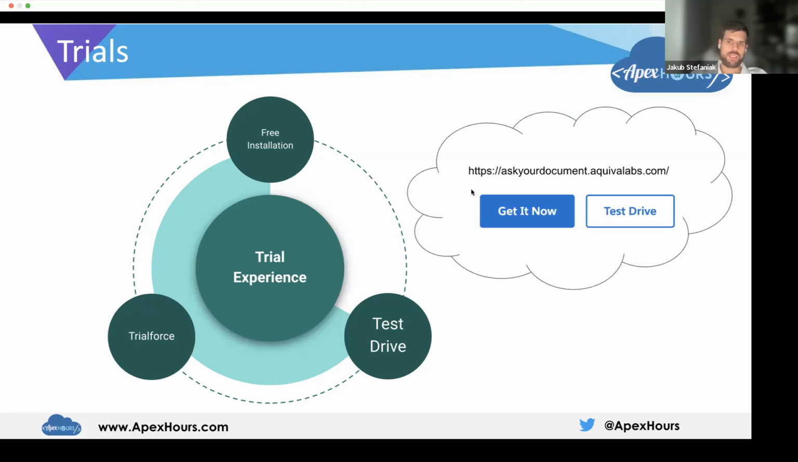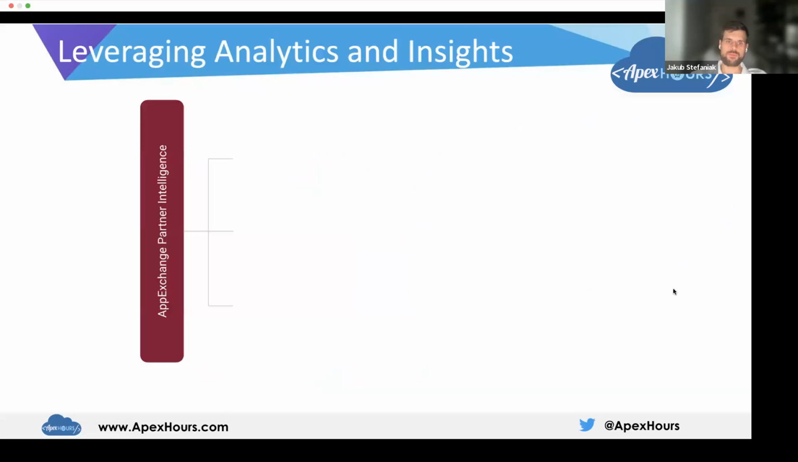And then in this Ask Your Document example, which we've seen a moment ago, we have two buttons on the listing, Get It Now and Test Drive. So from this configuration, you immediately see that you can install the app and you can access the test drive. So then for your product, you will have to pick the right trial experience.